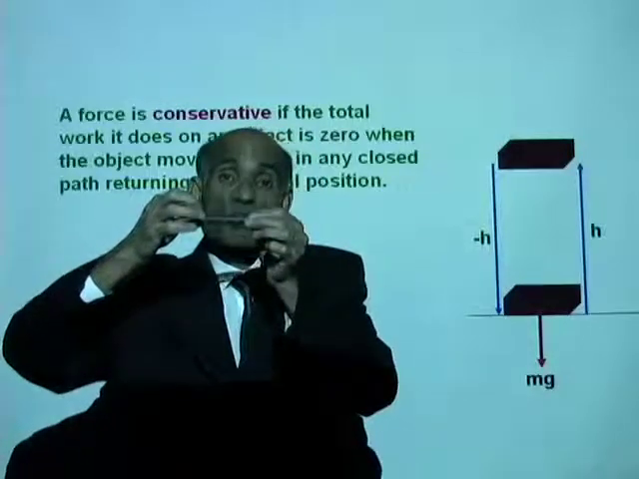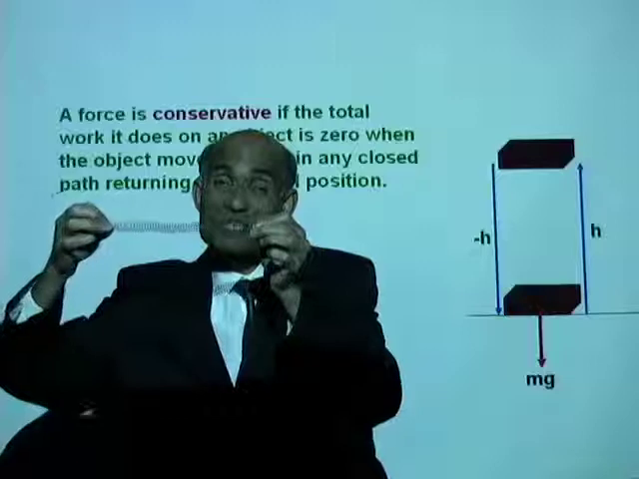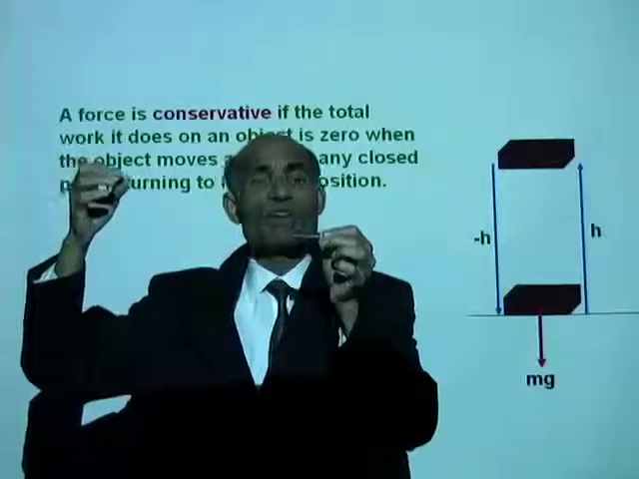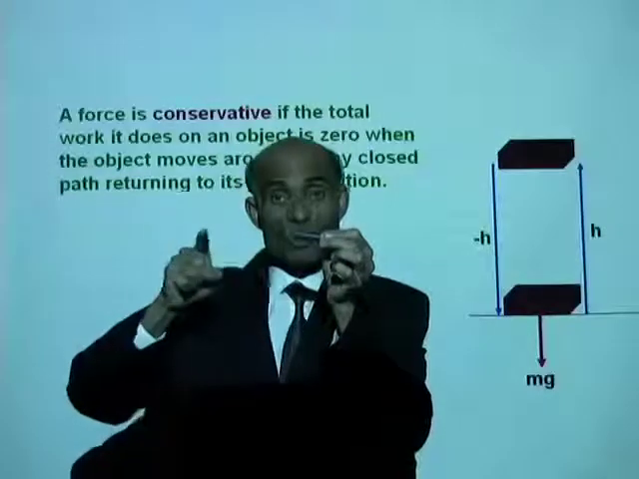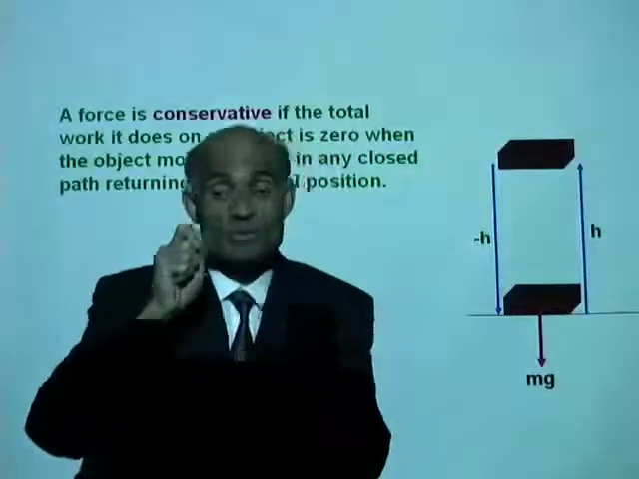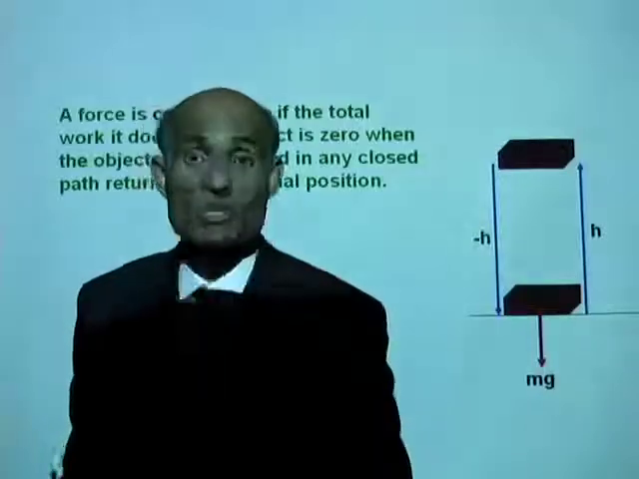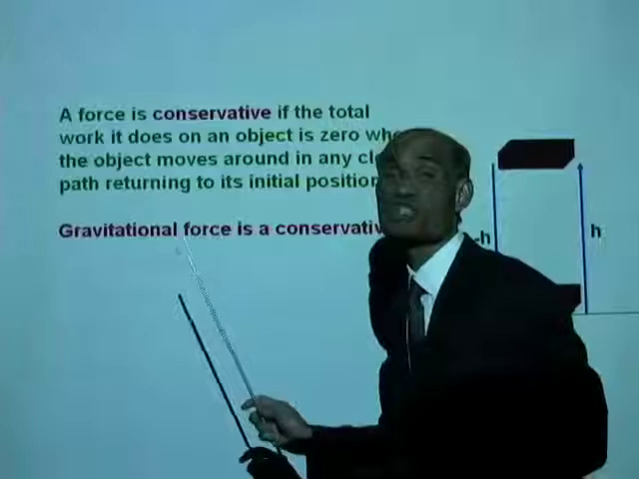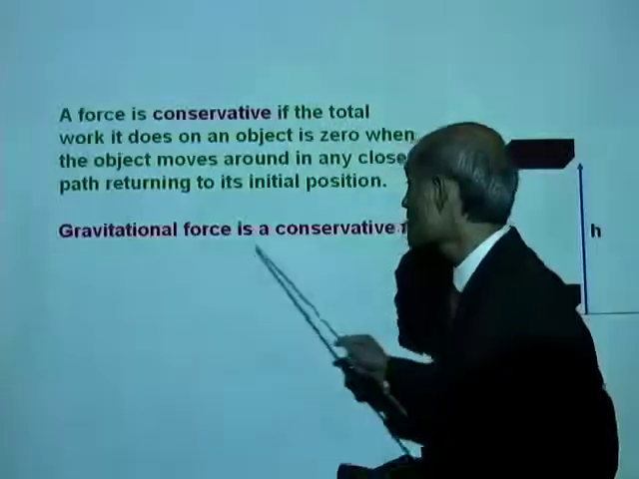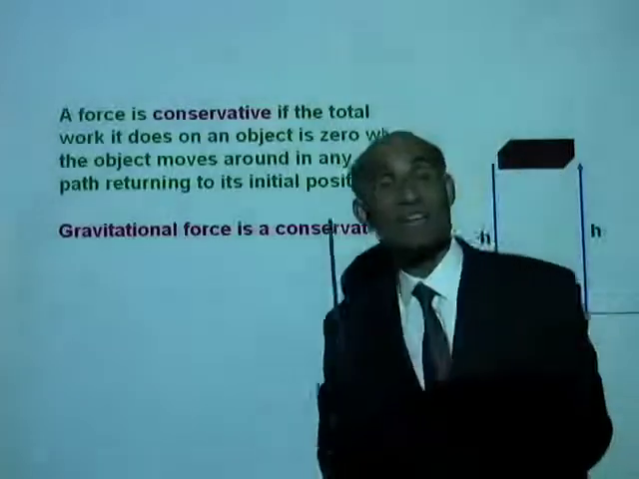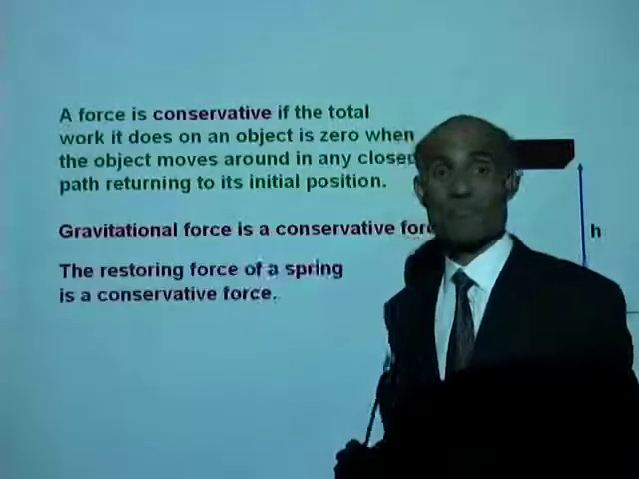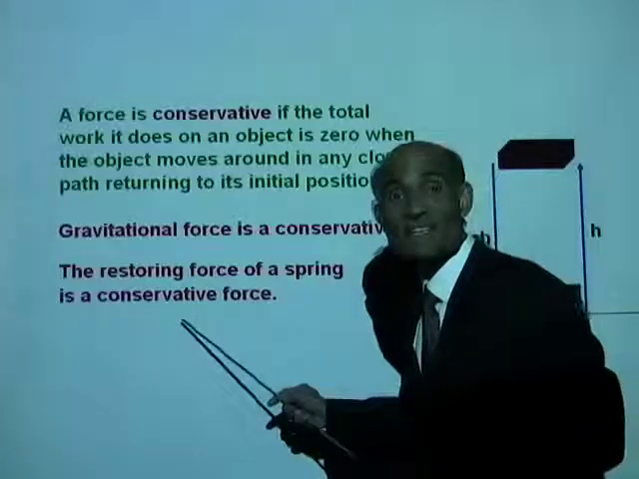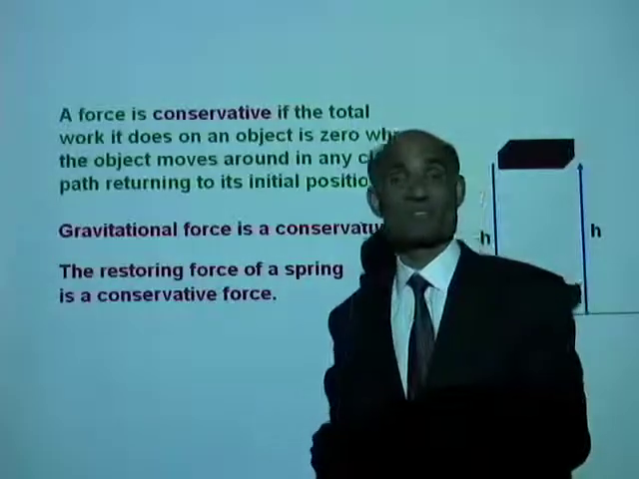The work the restoring force does while I stretch it is negative. When I let it go, the work it does is positive. The total work done in a closed path is 0. And that is the definition of a conservative force. So gravitational force is a conservative force. The restoring force of a spring is a conservative force.